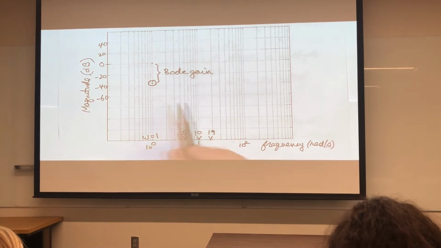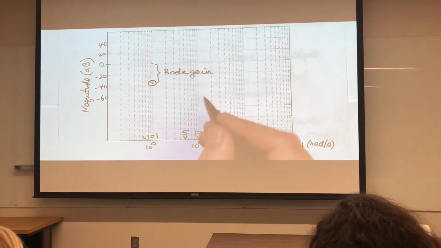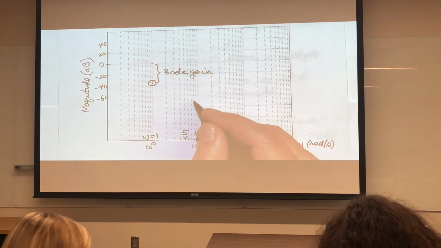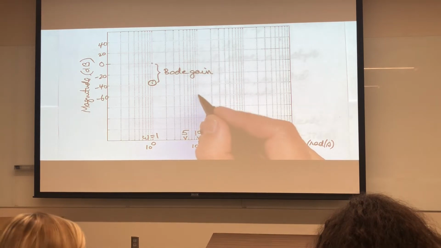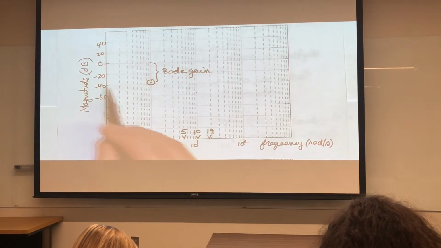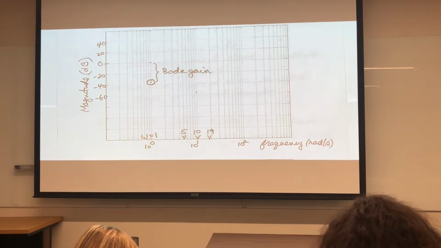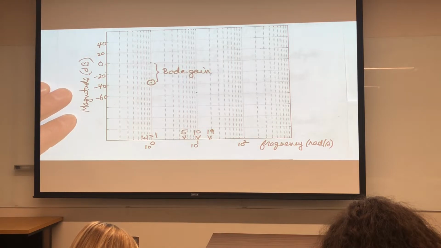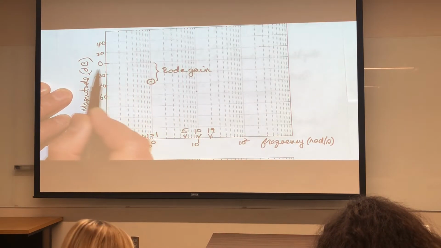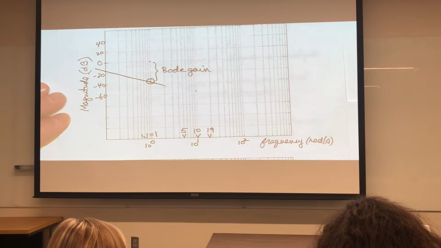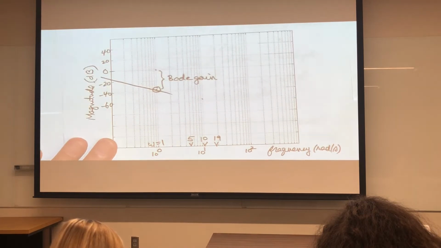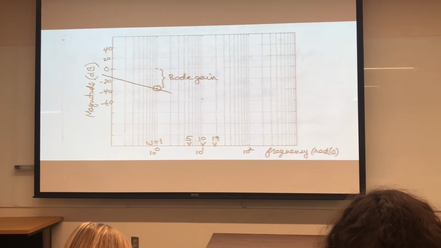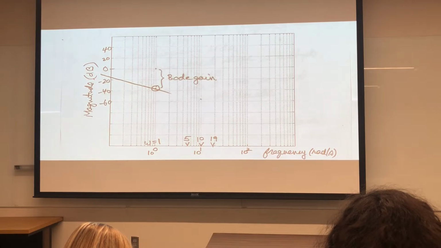Let's see, 1 decade away, I would be down to 57 dB, so that would be about here. 1 decade this way, I'm going to be at 17 dB, that's about here. And so what I do is I draw my initial slope like this. Okay, give you a chance to absorb that.